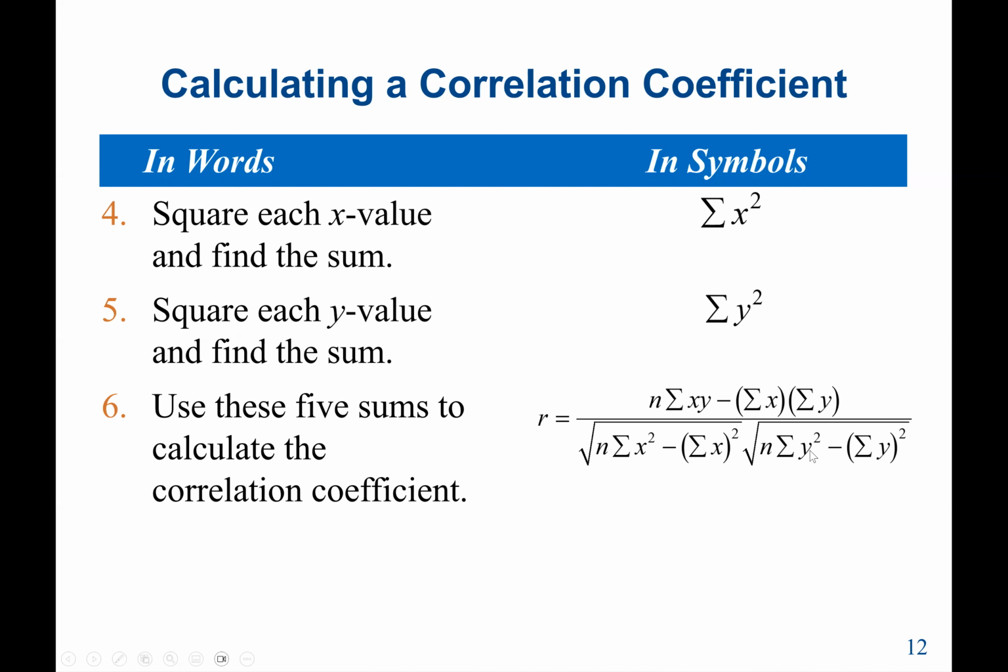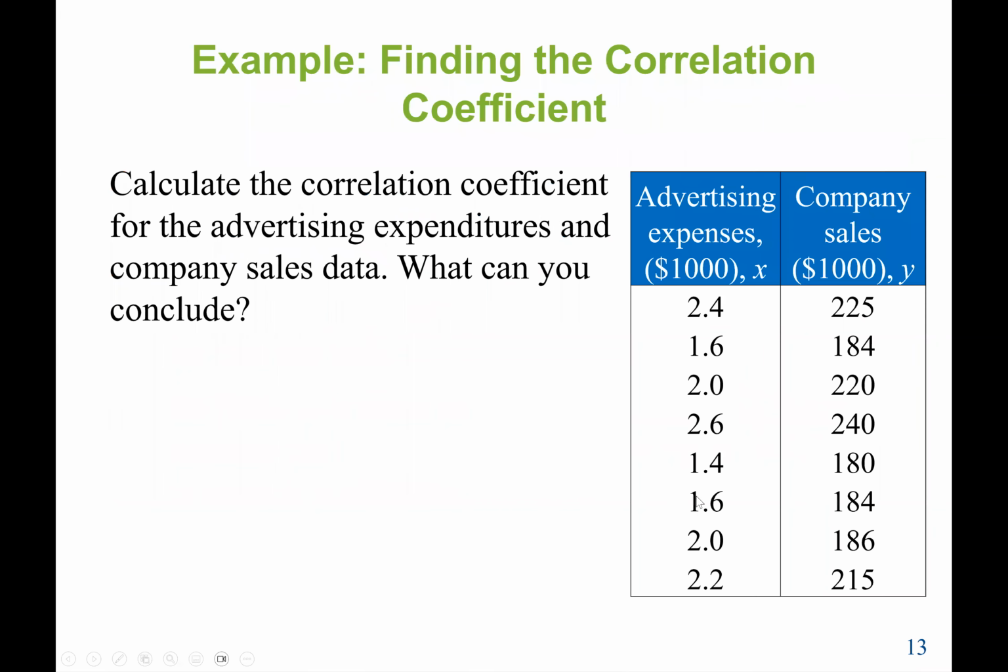Same thing applies to the Y. We find the Y squares and we sum them. But here, we sum the Y, then we square the value. So now we have all the values, we plug them in, then we get the value of R. So this is an example.